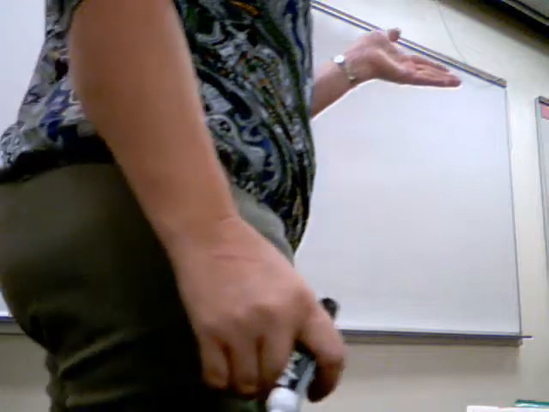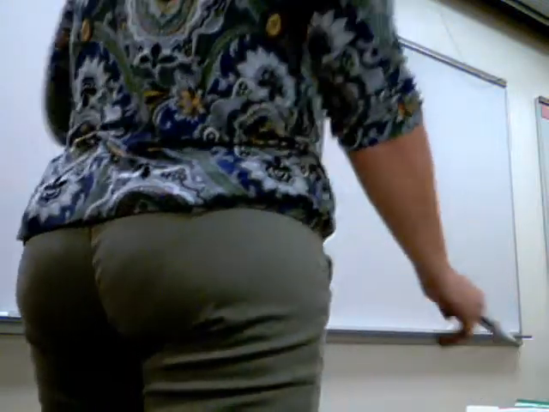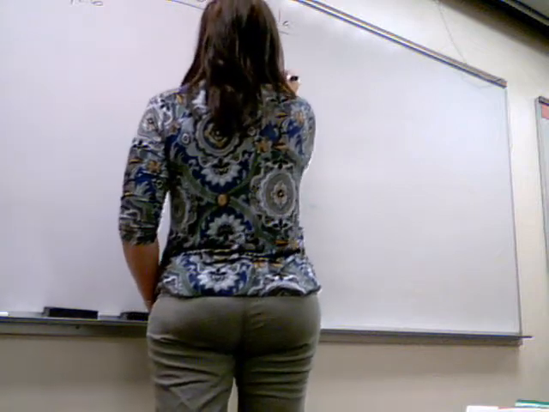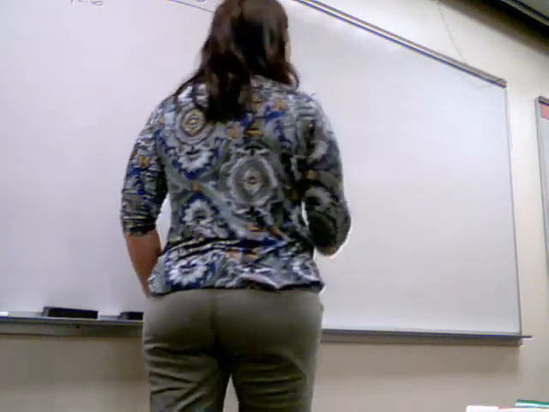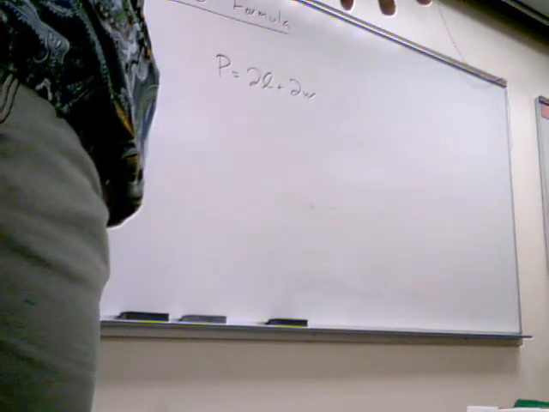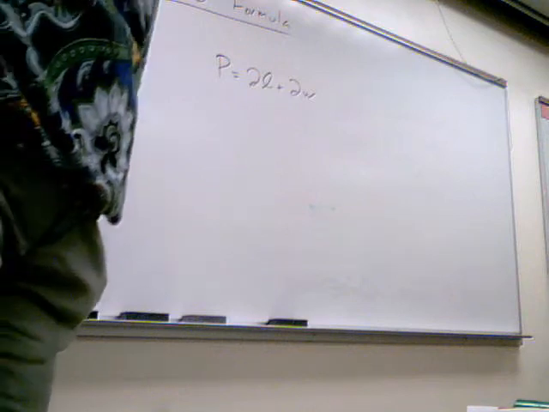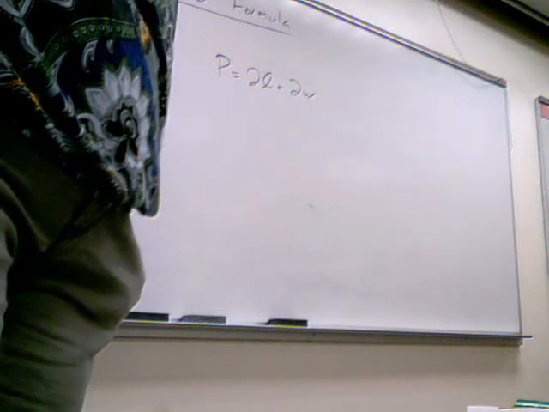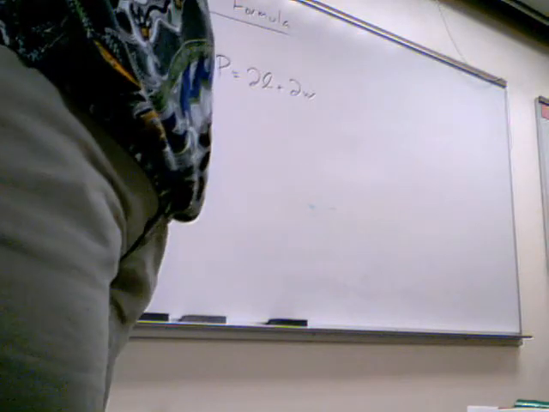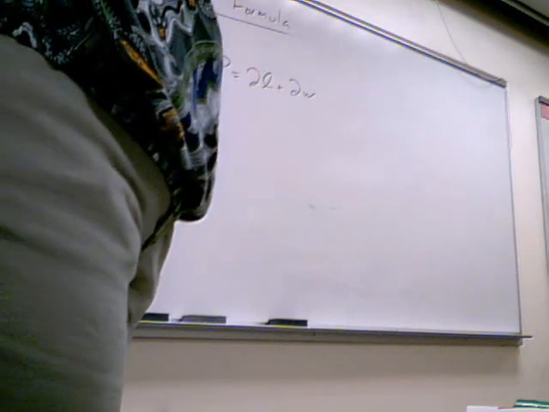We have all these formulas, right? So let's just use perimeter. I know perimeter is 2L plus 2W for a rectangle, right? So let's say I'm doing a problem and I actually have the perimeter, but I don't have the length, okay? We can actually manipulate these formulas so that we can solve for L, okay?